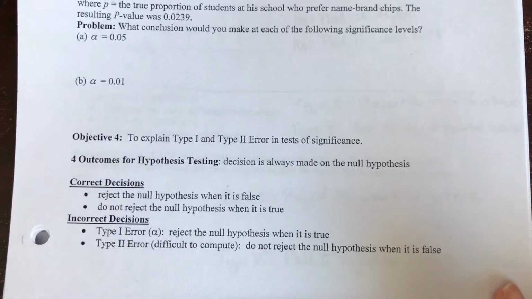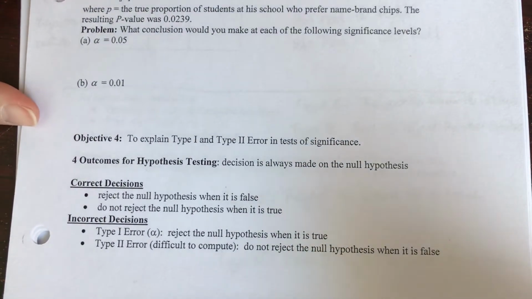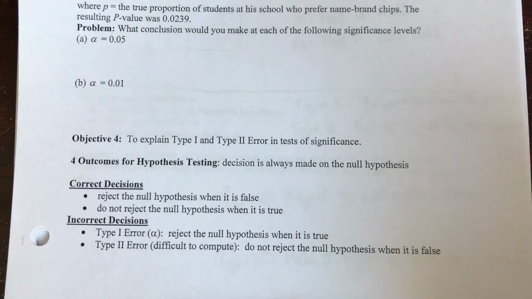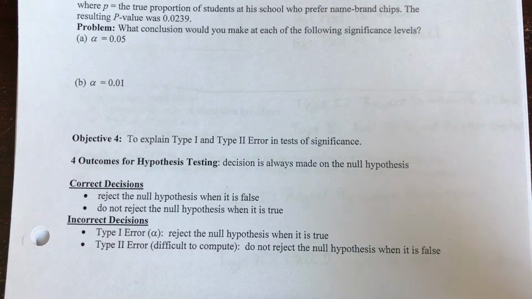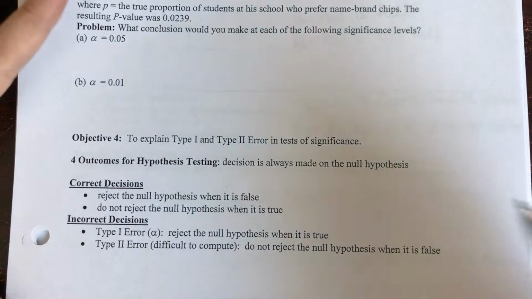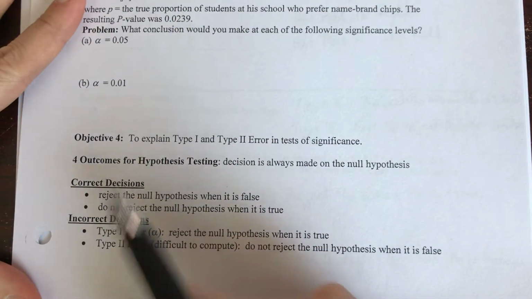Okay, you guys, so today we're going to talk about the second half of section 9.1. And today we're going to talk about making mistakes. All right, mistakes happen. They happen all the time. But in statistics, we want to keep the probability of a mistake occurring as slim as possible, right? So when you're working on hypothesis testing, there are two correct decisions.